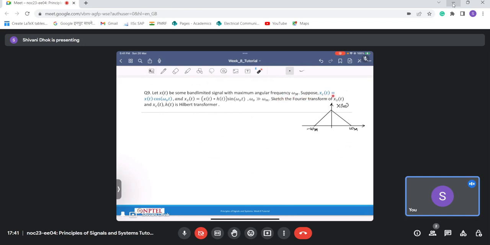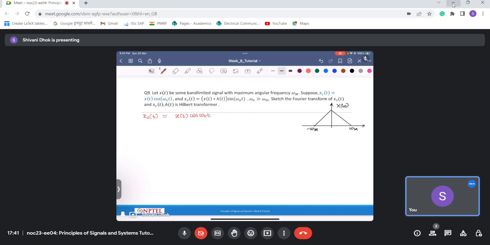Sketch the Fourier transform of xs(t) and xc(t), and this h(t) is basically the Hilbert transform. Okay, so let us look at that Hilbert transform in the second part of the same question. To begin with, let us start with the simplest part, where xc(t) is equal to x(t) cos of omega naught t.